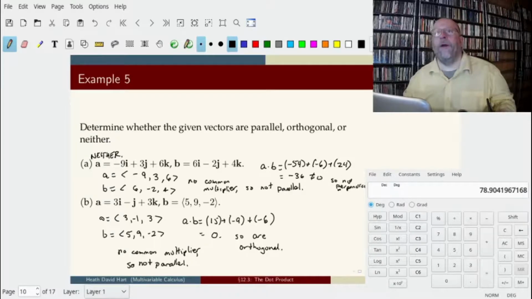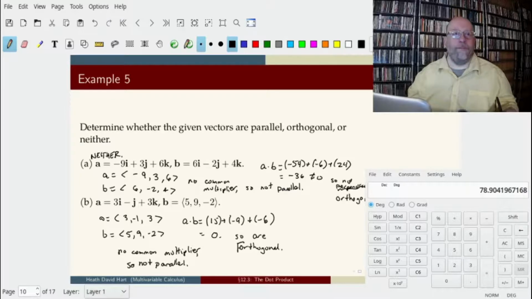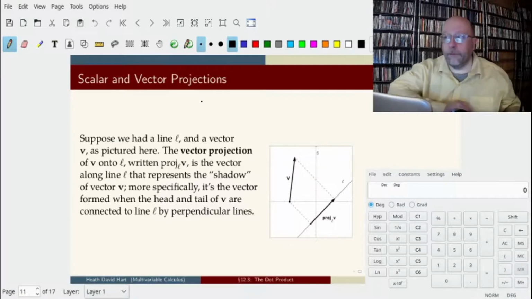And up here, I should have also said orthogonal. I was talking about perpendicular on the last slide, and botched that up on the next slide. So these two vectors are orthogonal, but the first two vectors are neither. All right, let's move on.